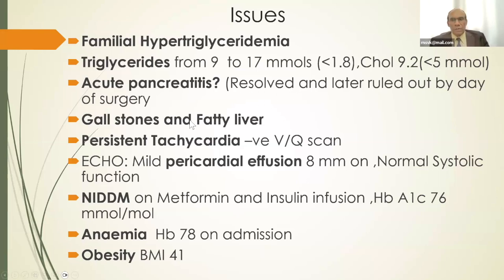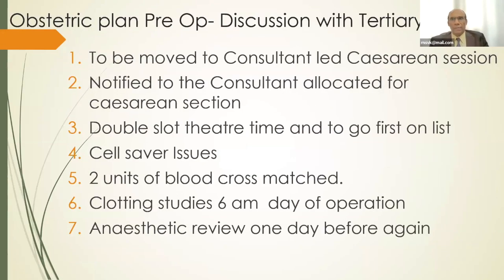She had a history of gallstones and fatty liver, and persistent tachycardia. For that, a VBQ scan was done to rule out PE, and she had a mild pericardial effusion on the echo, around 8 millimeters, with normal systolic LV function. She was diagnosed with non-insulin dependent diabetes, on metformin and on insulin infusion. Her hemoglobin A1C was 76 millimoles. She was anemic with hemoglobin of 7.8 on admission and a BMI of 41.